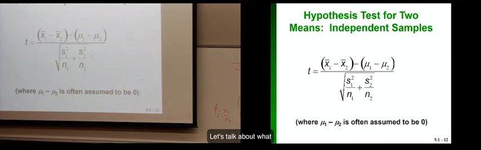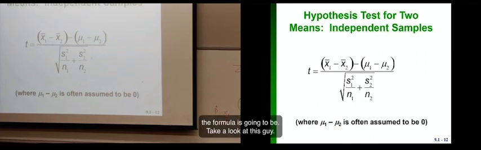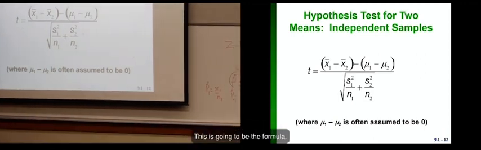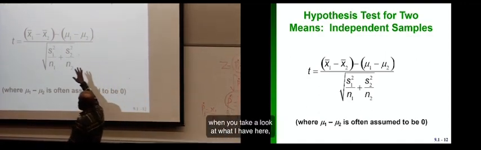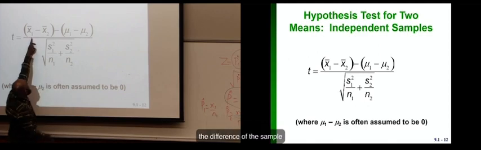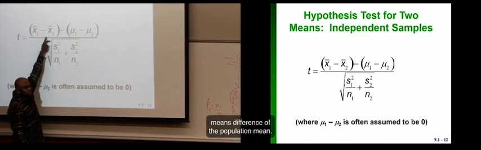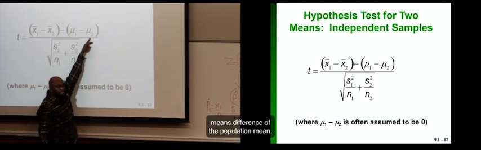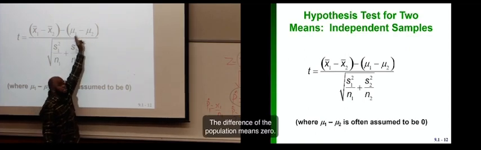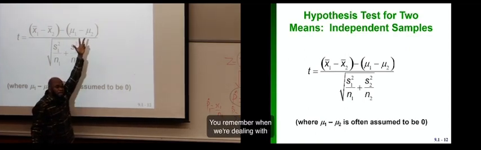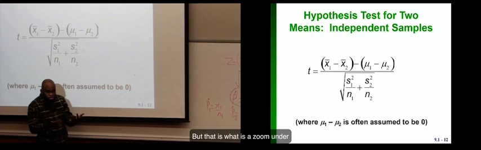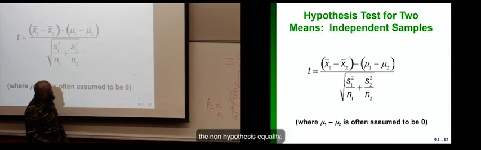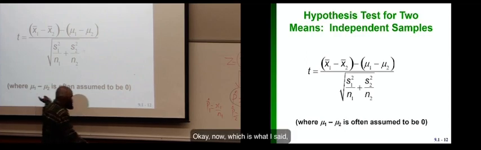Let's talk about what the formula is going to be. Take a look at this. This is going to be the formula now. When you take a look at what I have here, like a difference of the sample means, difference of the population means. The difference of the population means is 0. You remember the other time when we were dealing with proportions, the difference of population proportions was 0. But that is what is assumed under the null hypothesis, equality.